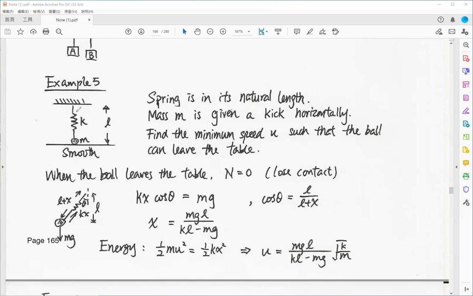So then the mass m is given a kick horizontally. So the mass m has some speed. We want to find the minimum speed such that the ball can lift the table. So before the ball lifts the table, there is always a normal reaction. When you say it lifts the table, that means it loses contact with the table.